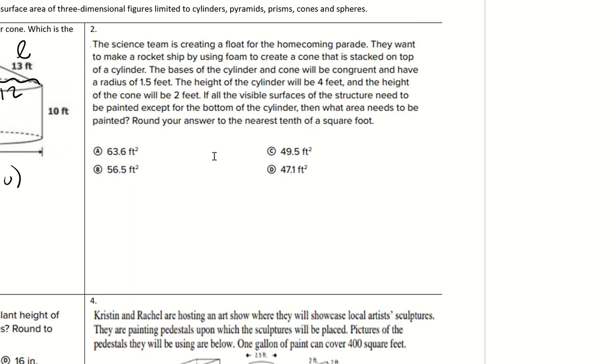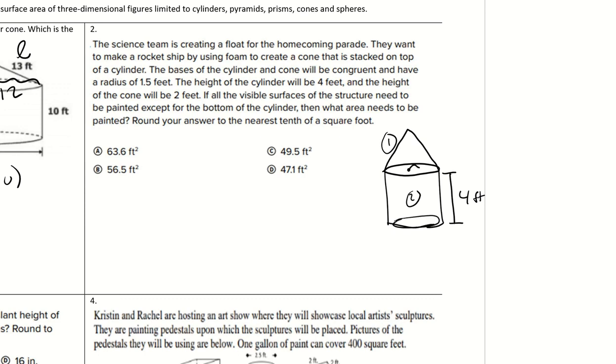Let's draw this out. We have this cone part and then this cylindrical part. This is going to be shape 2, and this is going to be shape 1. They said that the height of the cylinder is 4 feet, and the radius is 1.5 feet. So we'll just say that distance there.